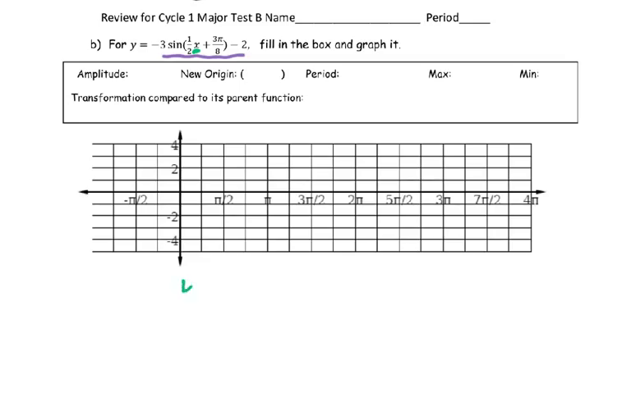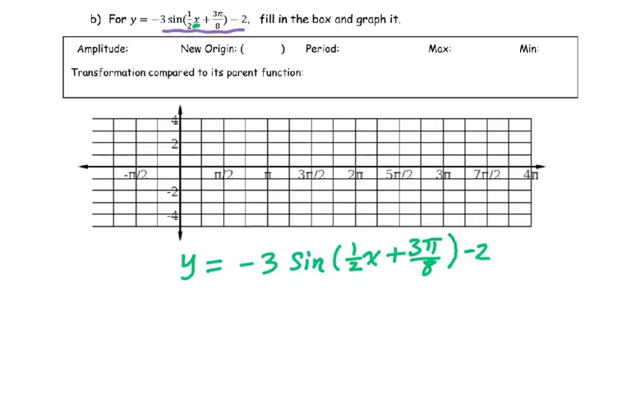So let's write down over here, y equals -3 sine 1/2 x plus 3 pi over 8, then minus 2. You need to take this 1/2 outside. That means we divide by 1/2. So we got y equals -3 sine, that's 1/2.